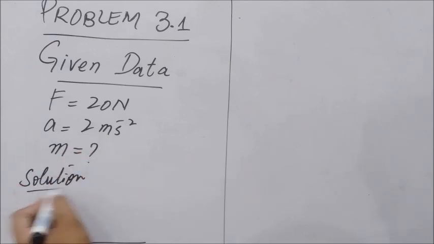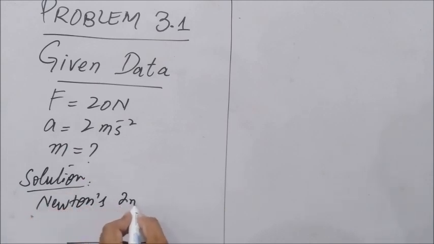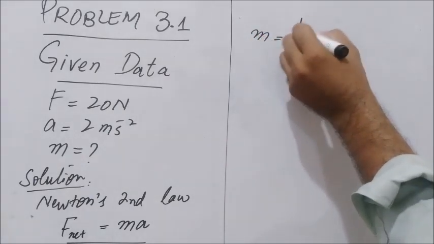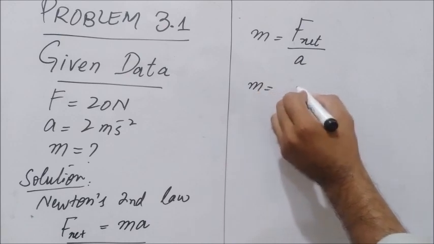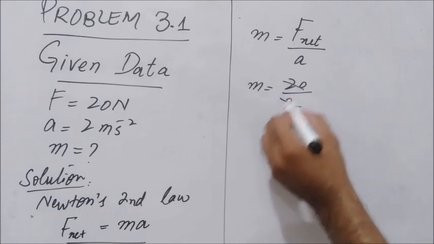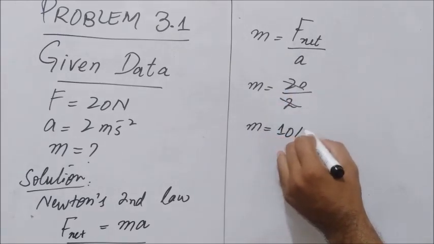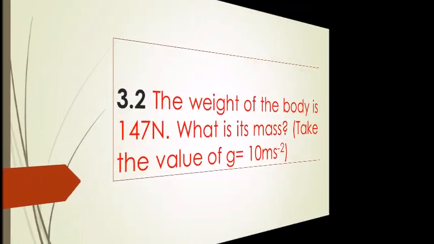So here we will use Newton's second law, which says that net force is equal to mass into acceleration. So arranging for mass, it will be F net divided by a. F net is 20 and acceleration is 2. So it will become 10 kg. This is the required mass.